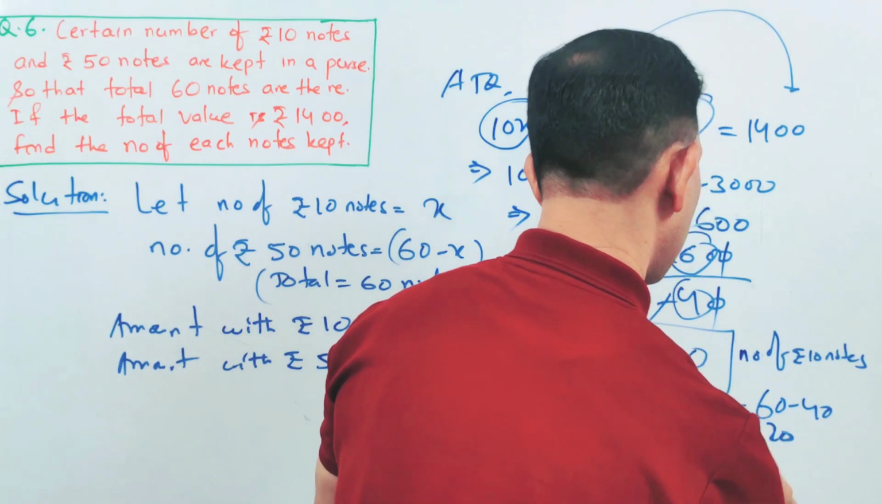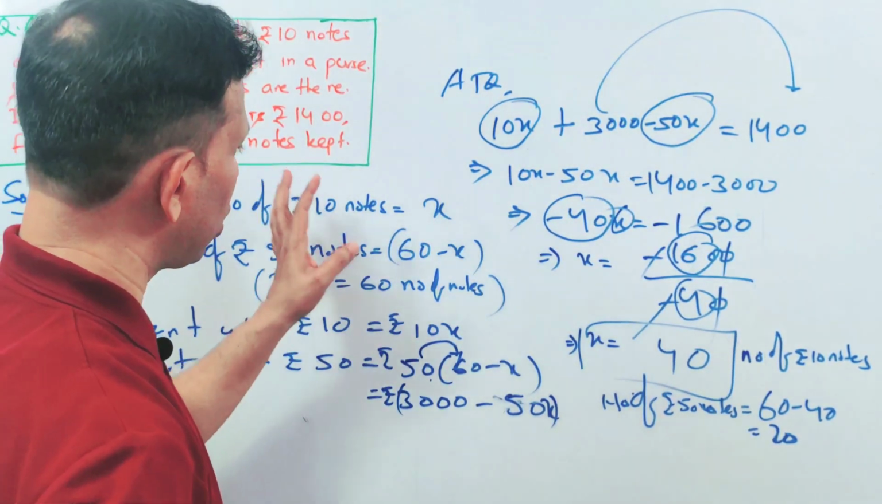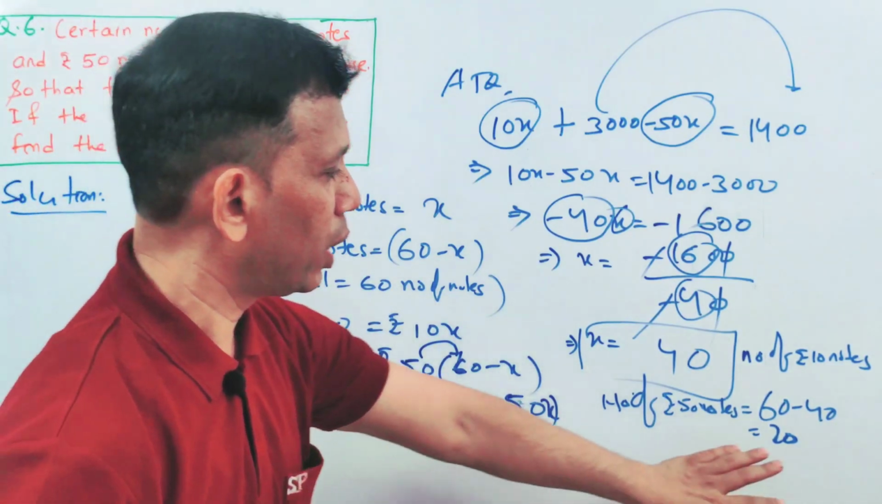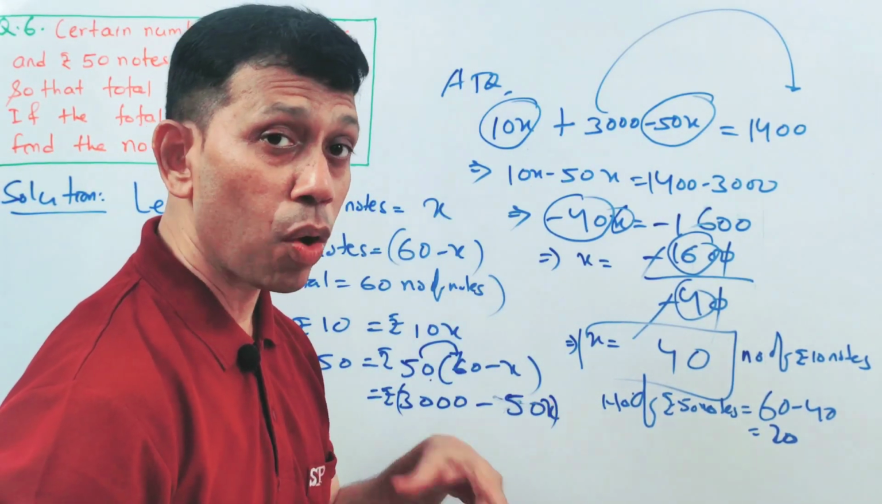You got the answer now, and you can check whether it is 1400 or not. 40 into 10 is 400. Then 20 into 50 is 1000.